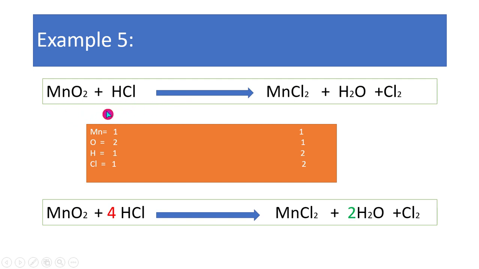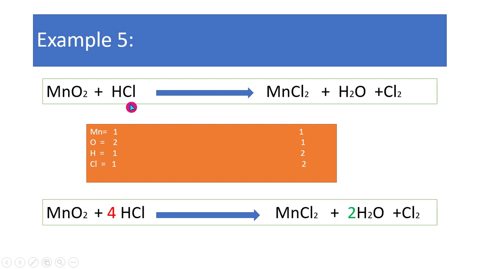Again, in this example, we see that metal is present, non-metal is present, oxygen is present, hydrogen is present. So first of all, we balance the manganese atoms. We see that the manganese atoms are 1 towards the reactants, and manganese atoms are 1 also in the products. So the number of manganese atoms are already balanced. Now we will balance the number of chlorine atoms.